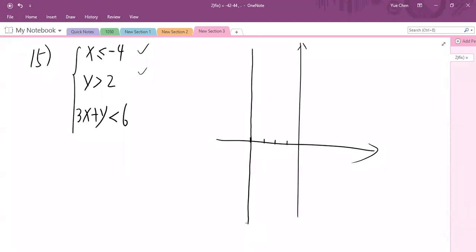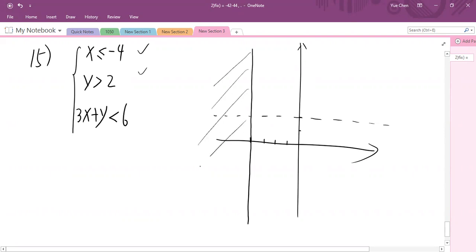Another one is y greater than 2. 2 is here. This is the line y equals 2, and it's a dashed line. So x less than or equal to -4 would be the left side, and y greater than 2 is above.